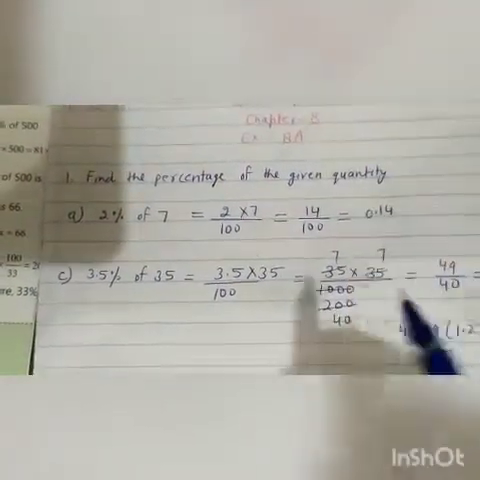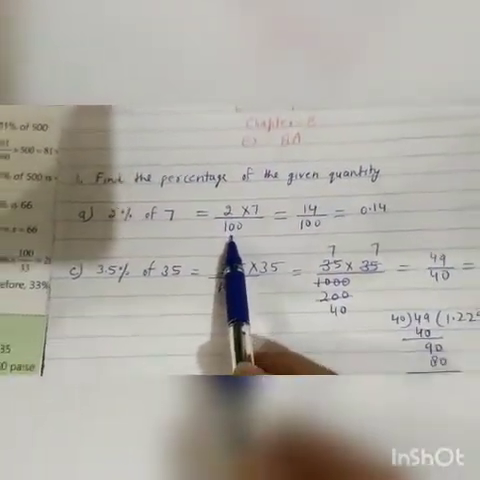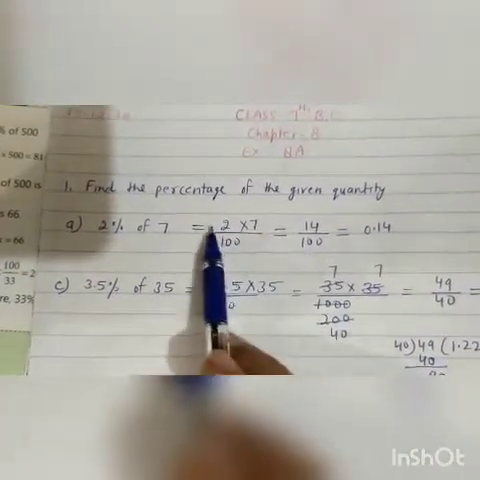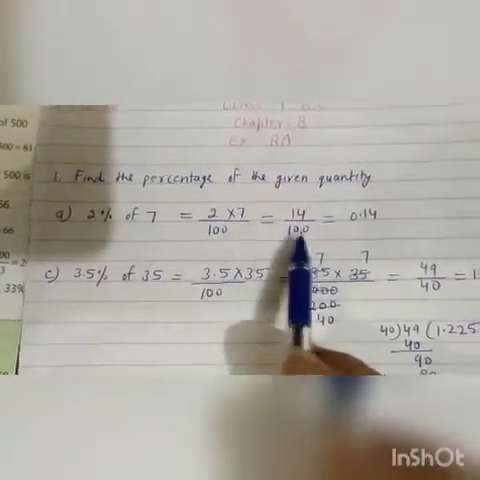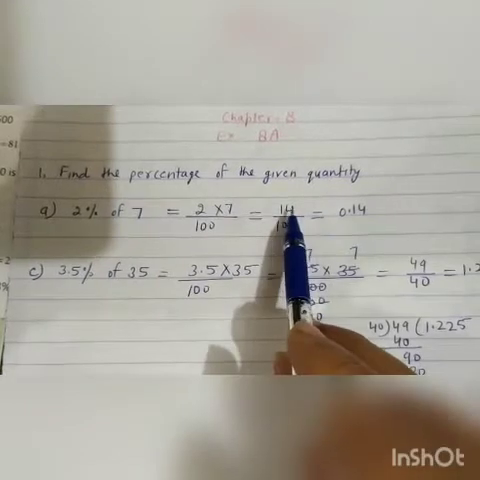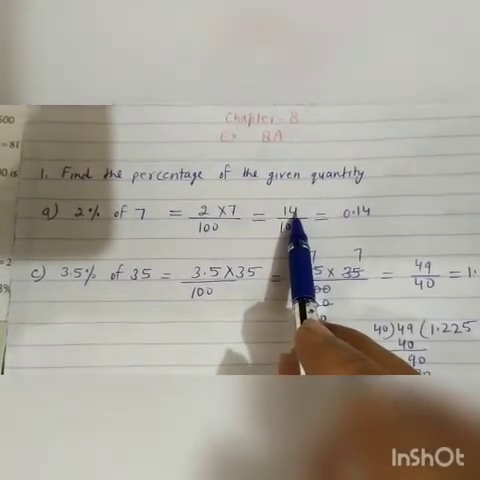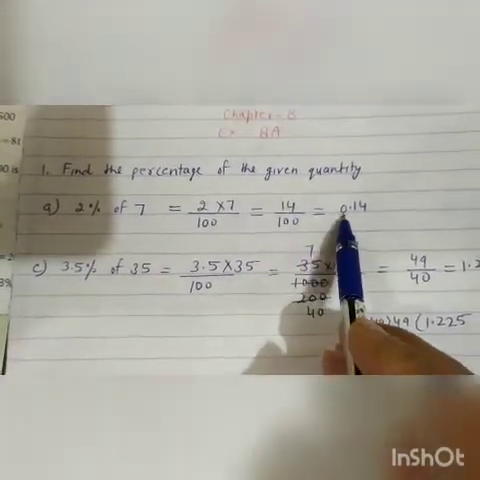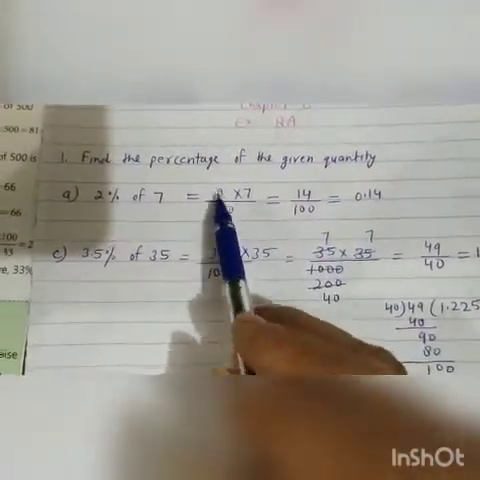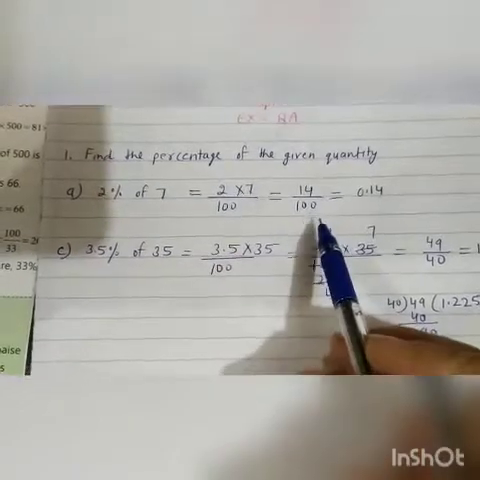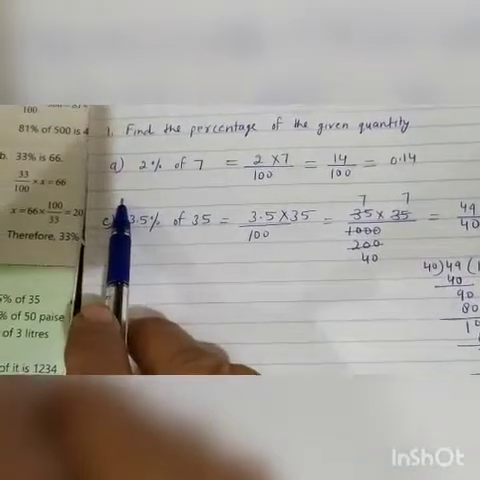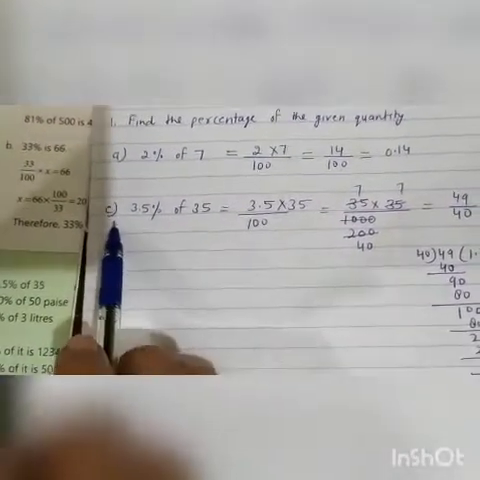Then we will not simplify here 2 and 100. We will directly multiply. It will be easy to calculate. 2 sevens are 14 upon 100. When we divide this 14 by 100, because there are 2 zeros, we will put decimal before 2 digits. It will be 0.14. Or if you want to simplify it by 2 ones are 2, 2 fives are 10, you can do in that manner also. Now I have left B part. You will do it yourself.